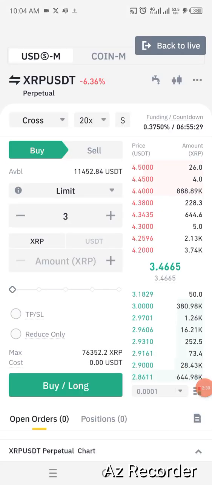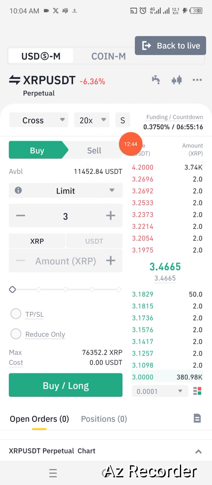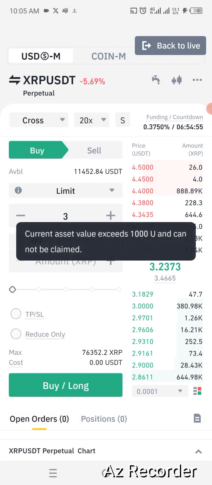So it looks exactly the way the futures does look, the main one. So for you to get to this faucet, you're seeing that I have 11,452 USDT. This is faucet. You can't withdraw. It's just for trading practice. So if you want to get more USDT or more of a particular token, you see this tap symbol. Just tap on it. Then you select the symbol you want to add.